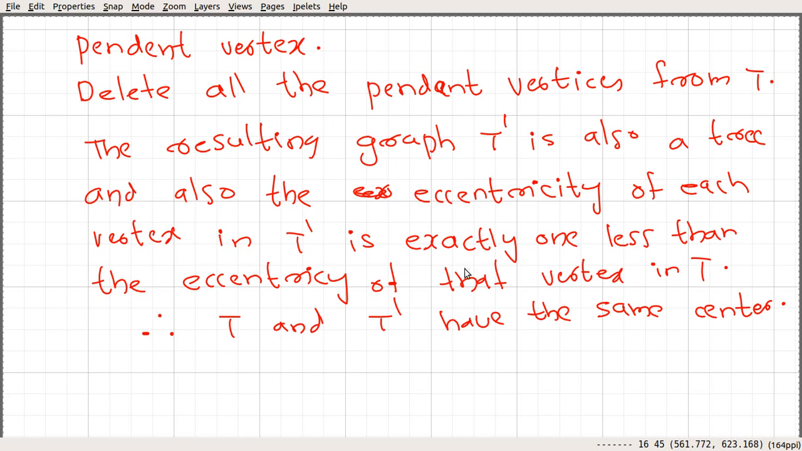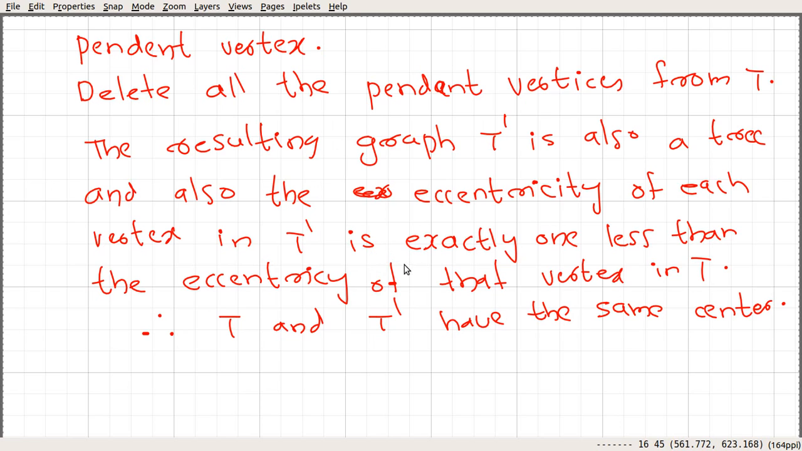Okay, so again what we do is we will consider this T dash, and T dash is also a tree. If it is not K1 or K2, again it has at least two pendant vertices, so we remove those pendant vertices and we get a new tree. We can use the same kind of argument and see that T double dash will also have the same center. We will repeat this process until we have a single K1 or K2.